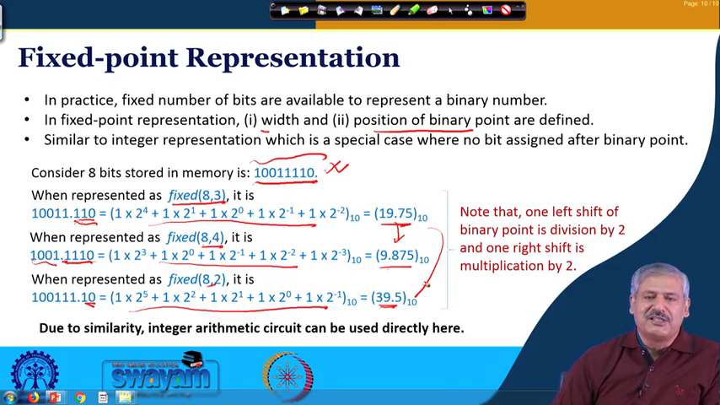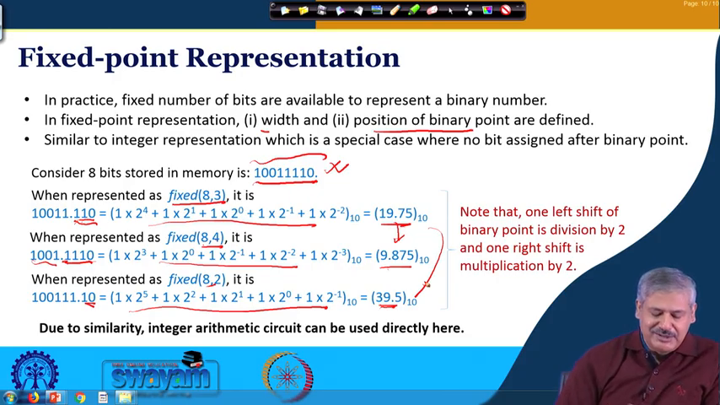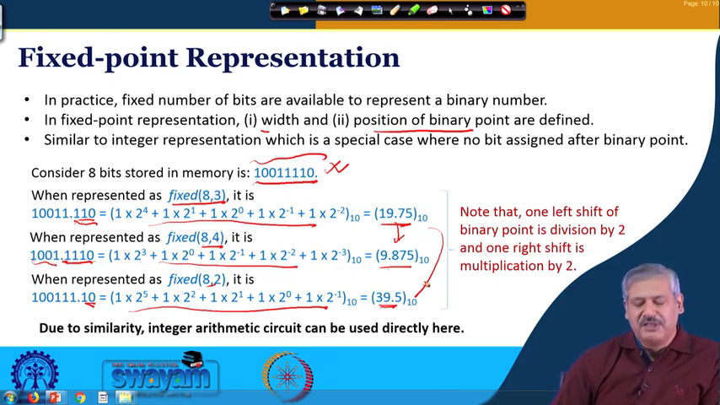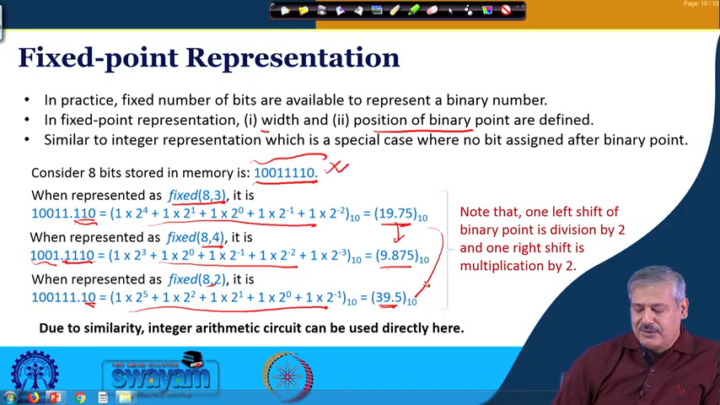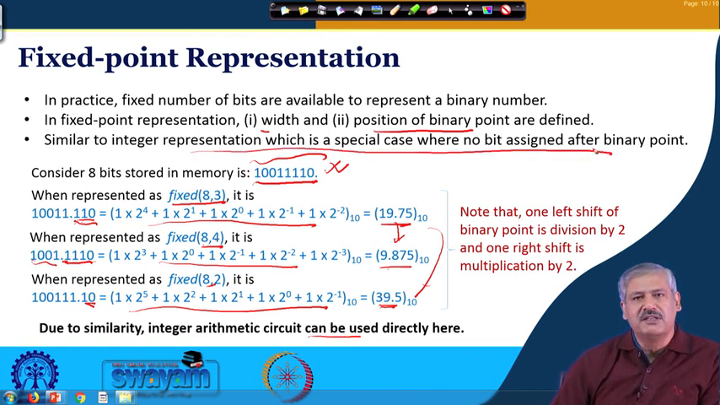That will come into picture. See, 2 units to the right, so it is multiplied by 2, and if it is 2 units to the left, it is divided by 2 to the power 2, that is 4. Okay. And one good thing about this fixed point arithmetic is that integer arithmetic circuit can be easily used, because integer representation is just a special case of this, where there is no bit after the binary point.